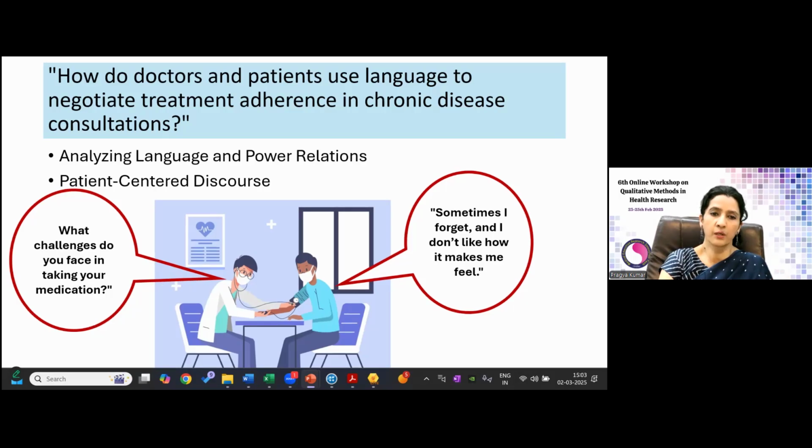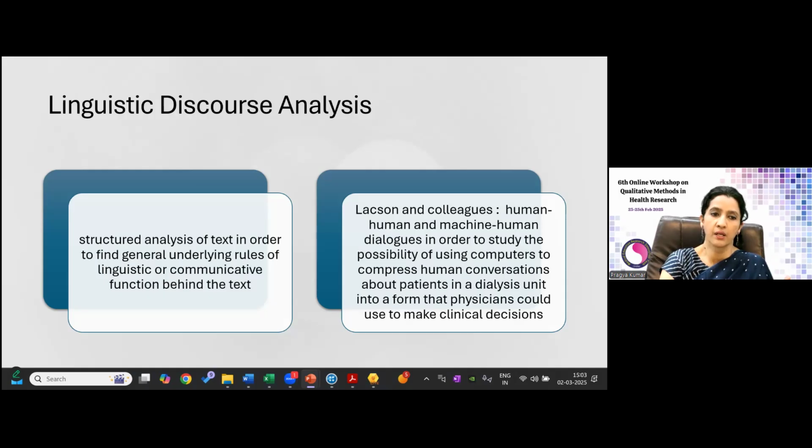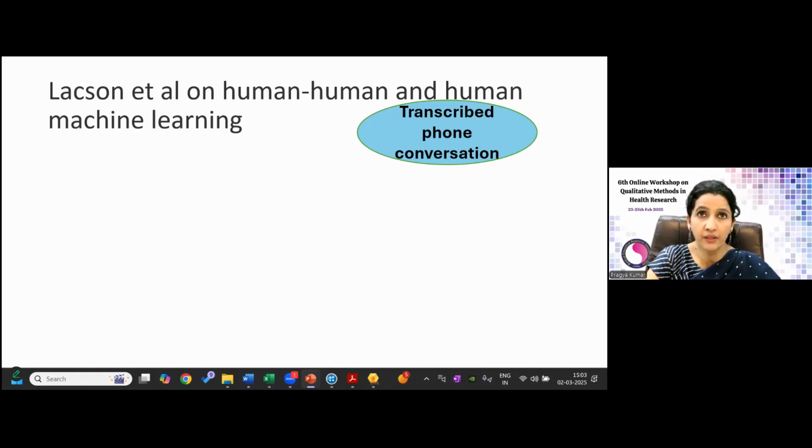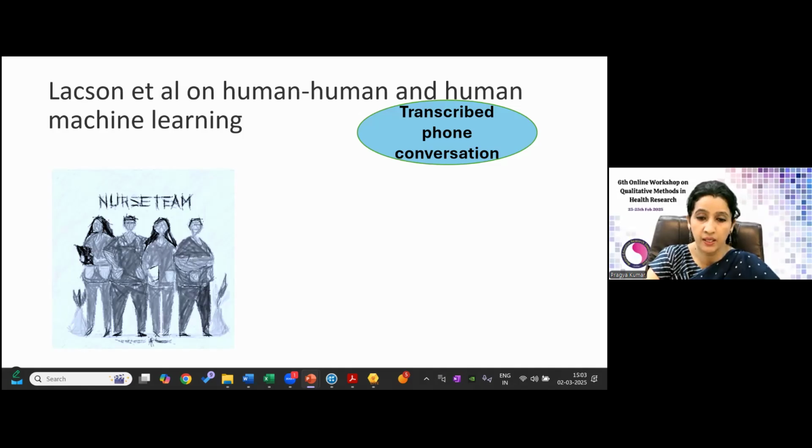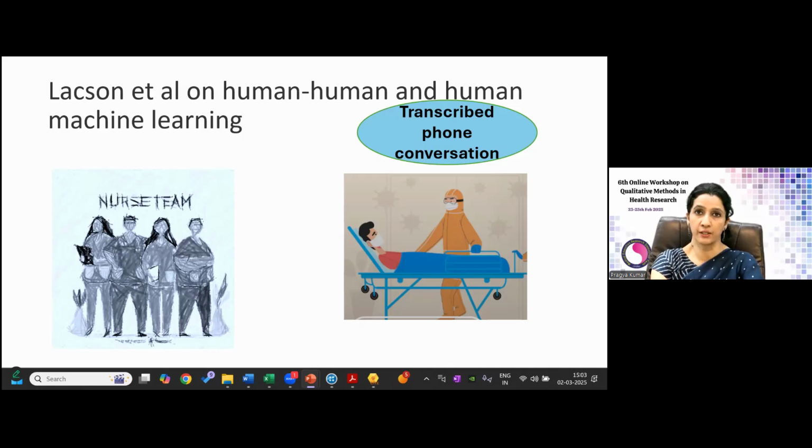So this is one linguistic discourse analysis, again the same language. Laxon et al., I was just going through this study. They have done this discourse analysis on human to human and human to machine learning. They transcribed the phone conversations of 25 adult kidney transplant patients and the nurse team. They saw what kind of language they are using and transcribed that, and they said that yes, computer can be used as one way of conversation between the nurse and the patient.